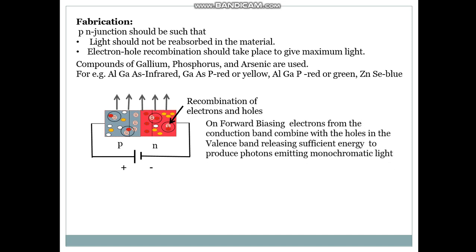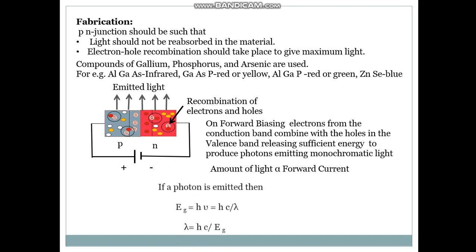On forward biasing, electrons from the conduction band combine with the holes in the valence band, releasing sufficient energy to produce photons, emitting monochromatic light. The amount of light is directly proportional to the forward current. If a photon is emitted, then Eg = hν = hc/λ. Therefore, λ = hc/Eg.